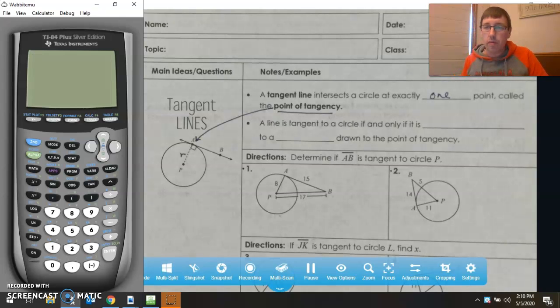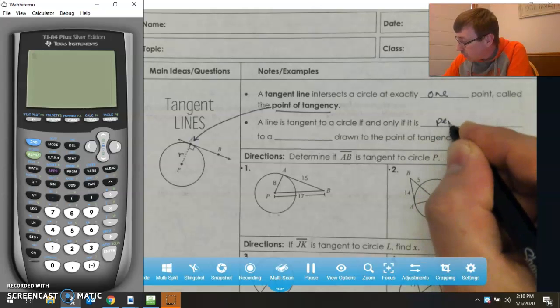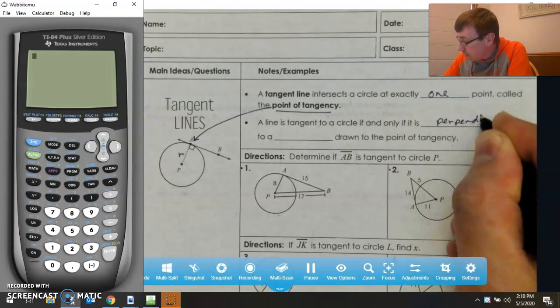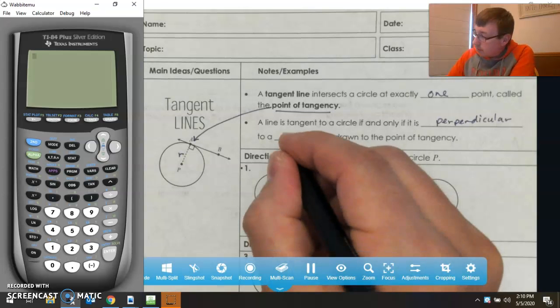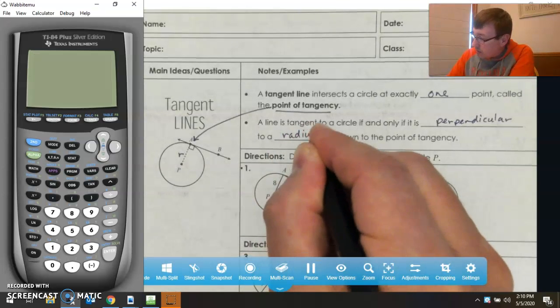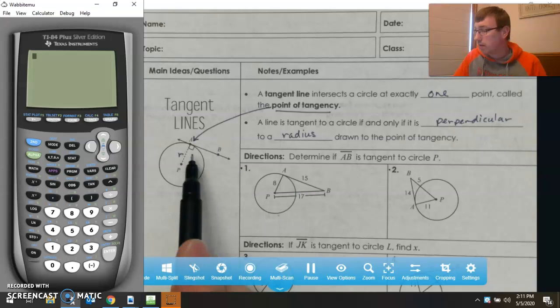Now you should also remember that a secant line intersects the circle in 2 points. Now a line is tangent to a circle if and only if it is perpendicular to a radius drawn to the point of tangency. Now we all should know that perpendicular just means it intersects at a 90-degree angle, which is right here.